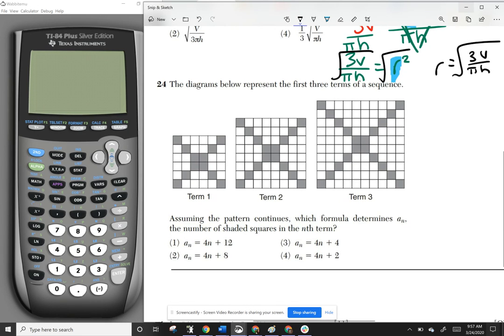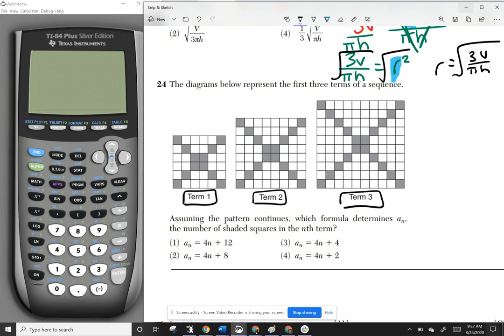All right, last question of the multiple choice. The diagrams below represent the first 3 terms of a sequence. Assuming the pattern continues, which formula determines an, the number of shaded squares in the nth term? Okay, so what they mean by the nth term, we're looking at these numbers down here. So this would be the first term, the second term, the third term, and we want to figure out how many boxes are shaded in each term.